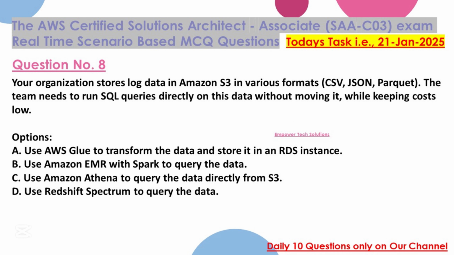Your organization stores log data in Amazon S3 in various formats: CSV, JSON, Parquet. The team needs to run SQL queries directly on this data without moving it, while keeping costs low. Options: A. Use AWS Glue to transform the data and store it in an RDS instance. B. Use Amazon EMR with Spark to query the data. C. Use Amazon Athena to query the data directly from S3. D. Use Redshift Spectrum to query the data.